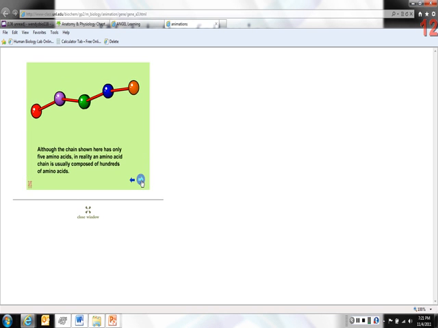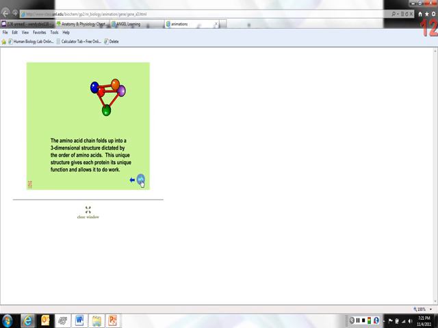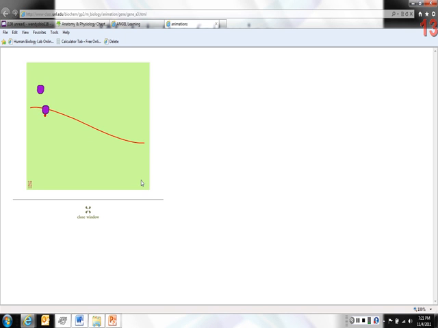Although the chain shown here only has 5 amino acids, in reality an amino acid chain is usually composed of hundreds of amino acids. The amino acid chain folds up into a 3-dimensional structure dictated by the order of the amino acids. This unique structure gives each protein its unique function and allows it to do work. During translation, multiple ribosomes can read the mRNA strand at a single time, producing larger quantities of the protein.